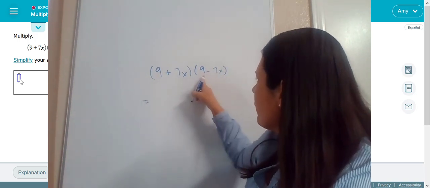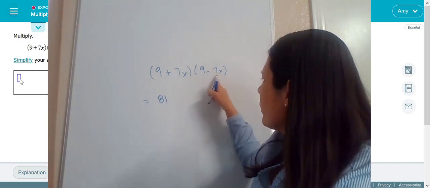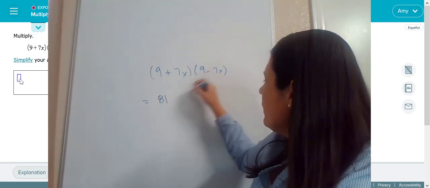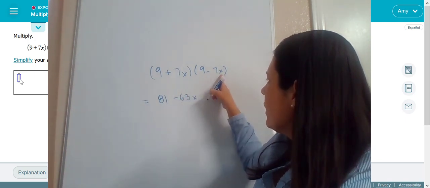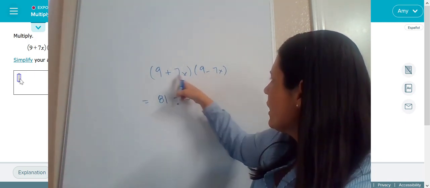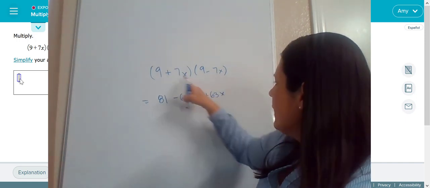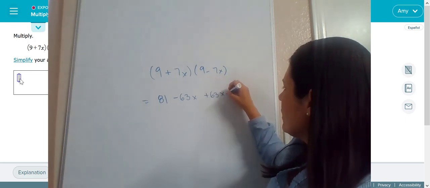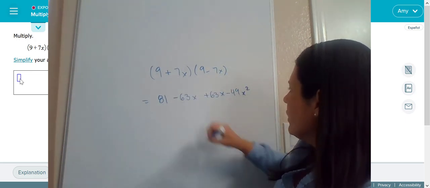And so first times first, 9 times 9 is 81. Outer times outer, 9 times negative 7 is negative 63, and then there was an x. Inner times inner, 9 times positive 7 is positive 63, and there was an x. And then 7 times negative 7 is negative 49, and x times x is x squared.